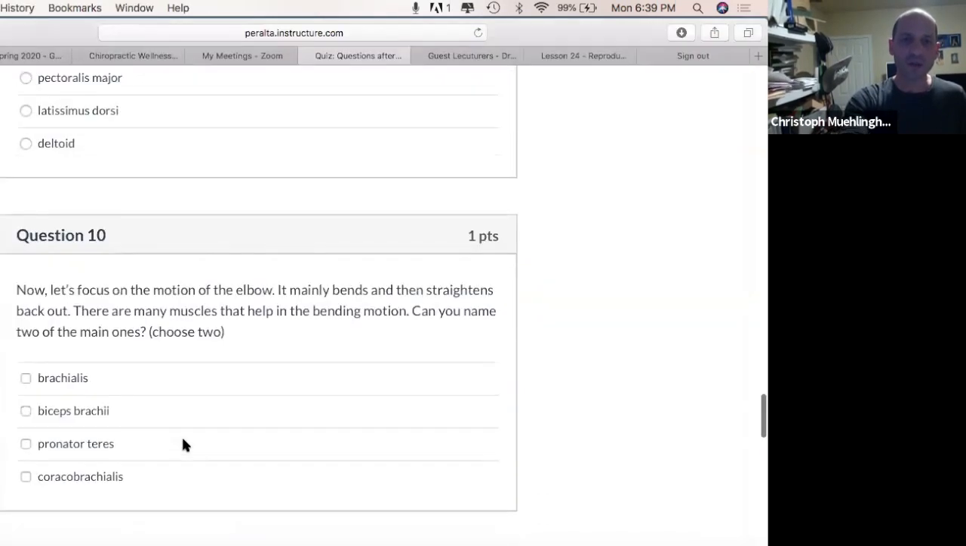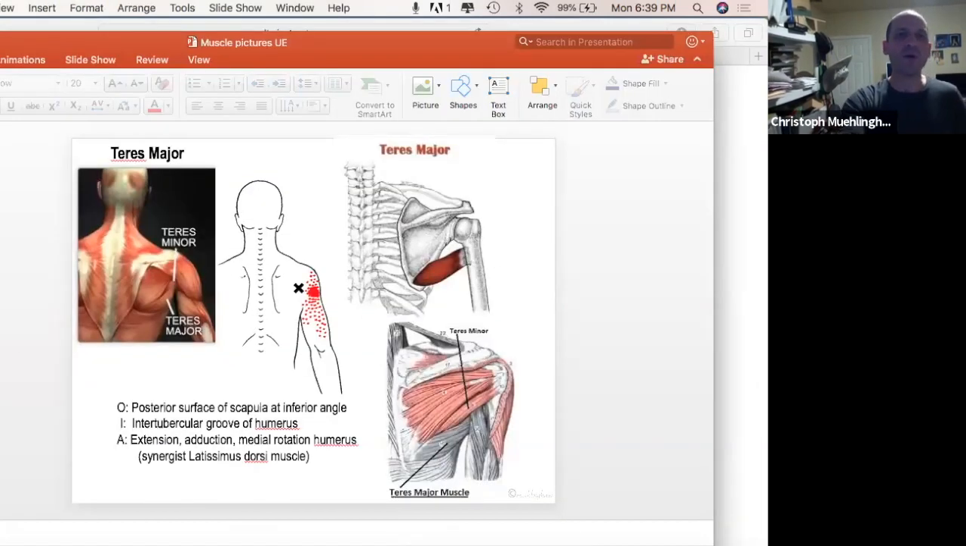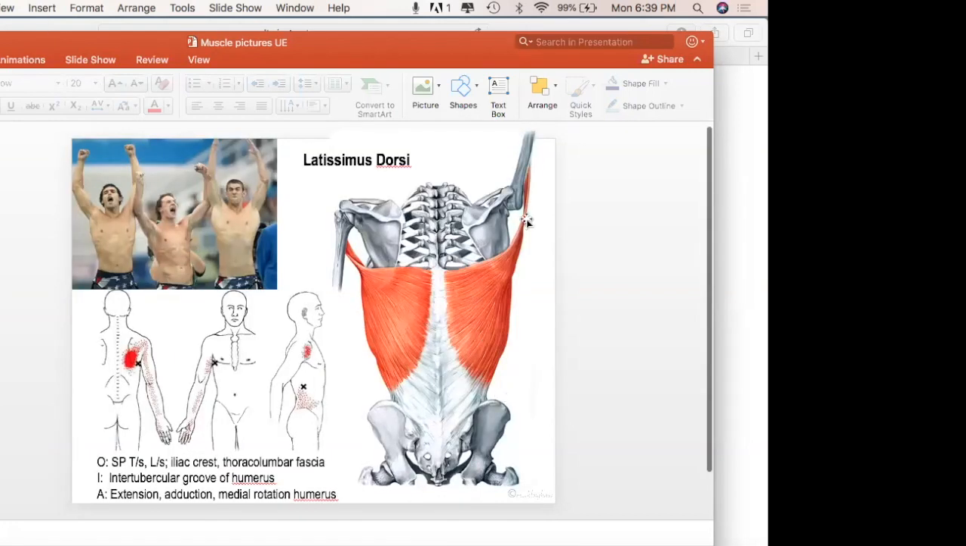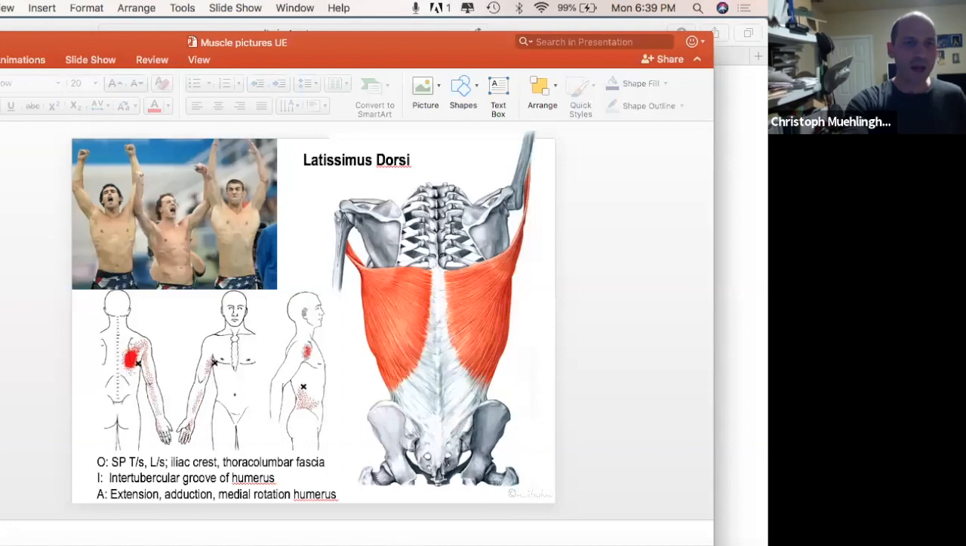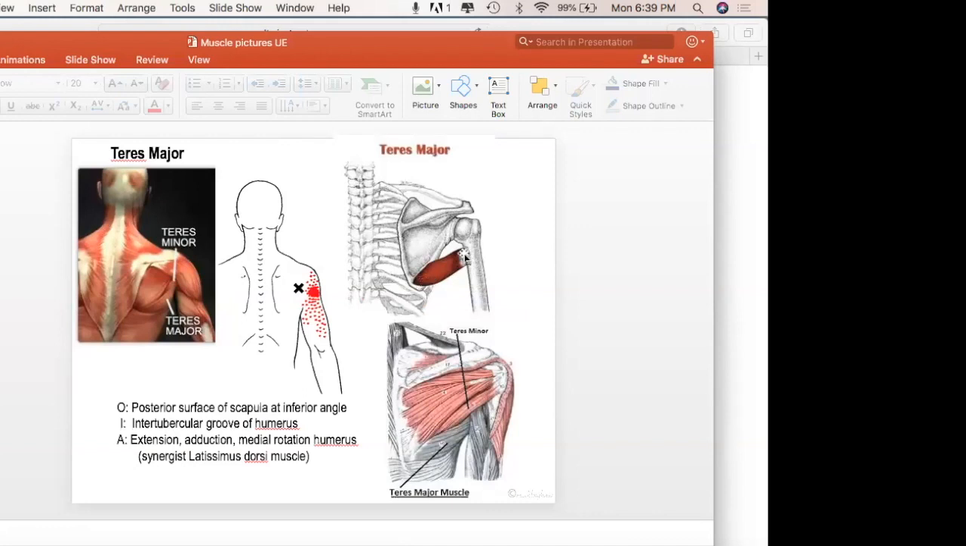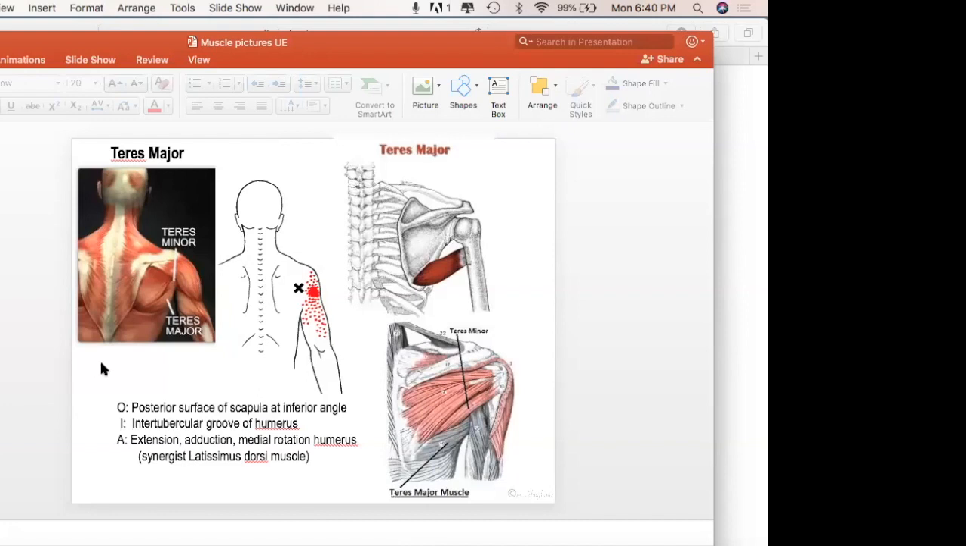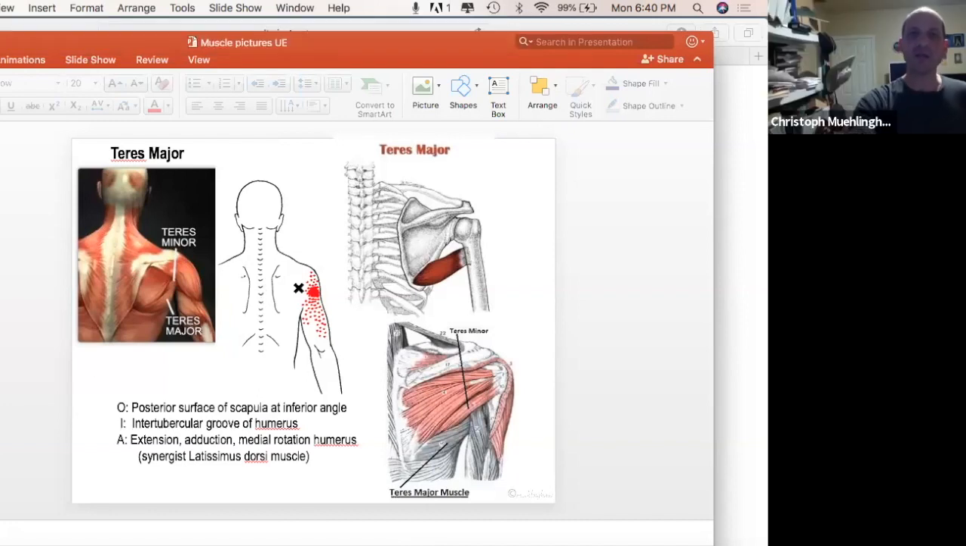Do I have a question on the teres major? No. The teres major is basically a helper of the latissimus dorsi muscle. If you see here, the latissimus dorsi comes from the bottom up into the arm, and the teres major catches on from the tip of the shoulder blade on the bottom and reaches into the same place. Any questions? No. Okay, good. That's the teres major.